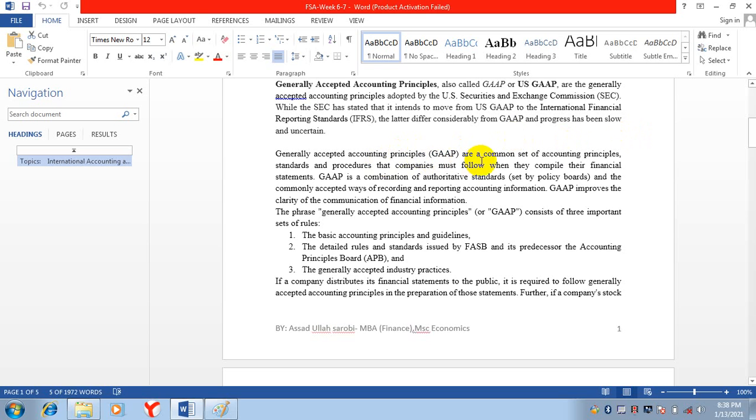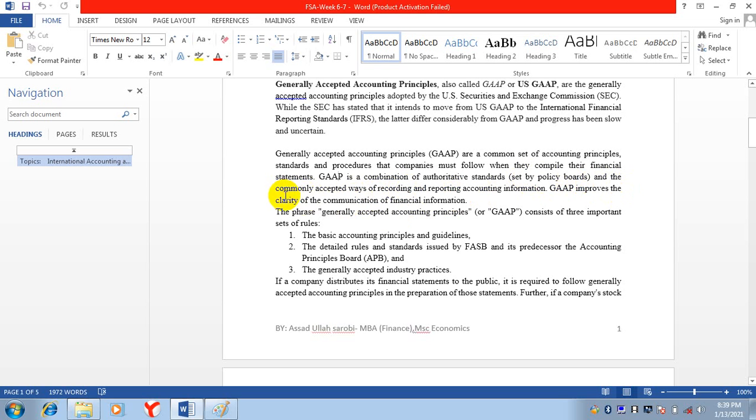Generally accepted accounting principles are the common set of accounting principles, standards, and procedures that a company must follow when they compile their financial statements. Whenever companies make their financial statements, they must follow GAAP. GAAP is a combination of authoritative standards set by policy boards. These are authoritative standards and the commonly accepted ways of recording and reporting accounting information, and how accounting and financial reports must be prepared.